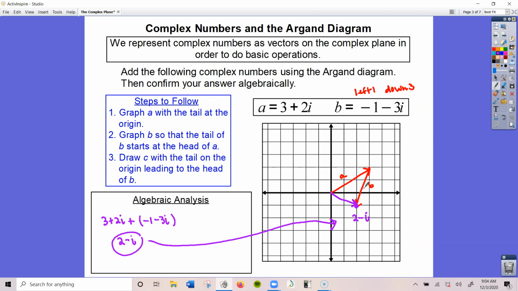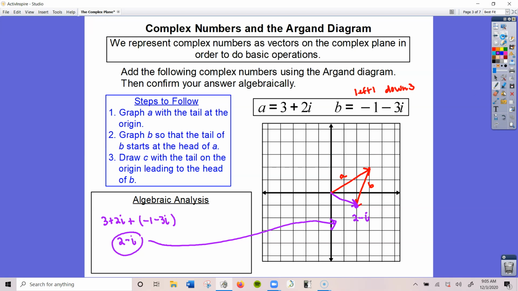To break this down, for the Argand diagram, I even put the steps here. You graph A with the tail at the origin. The tail is the first end of the vector. Then graph B so that the tail of B starts at the head of A. This is the head. So we would start here, and then we use the movement of B to graph our next vector. And then C starts with the tail on the origin leading to the head of B. Essentially, when you use the Argand diagram, you should end up with what looks like a triangle.